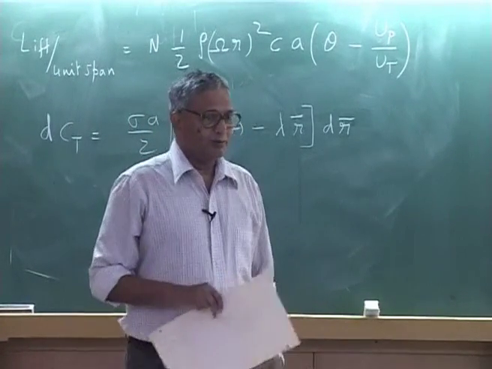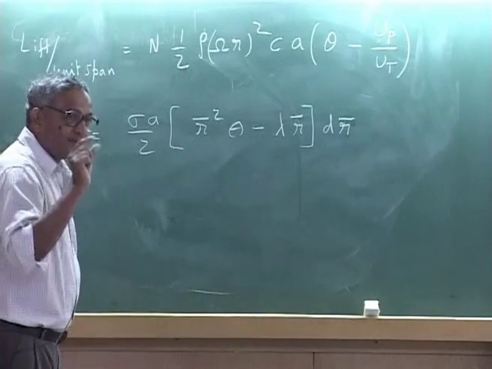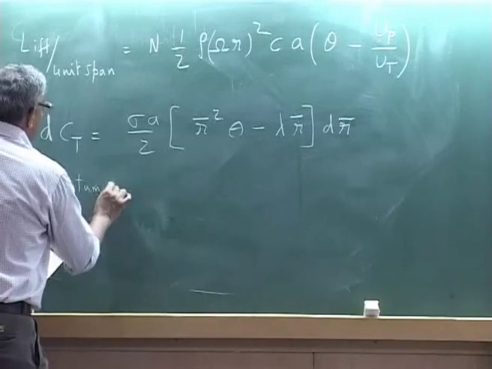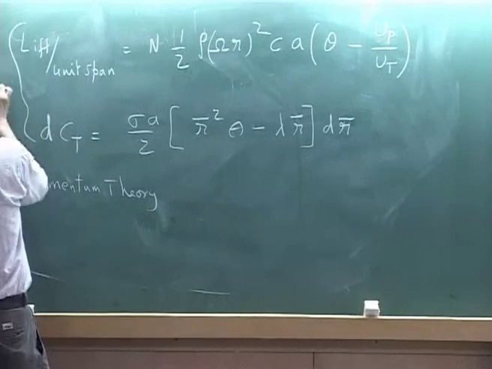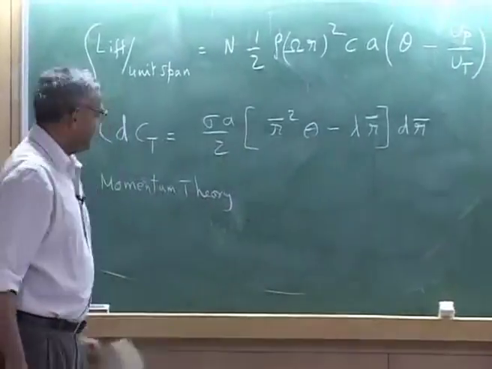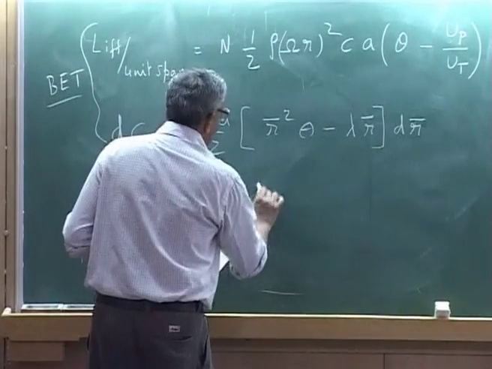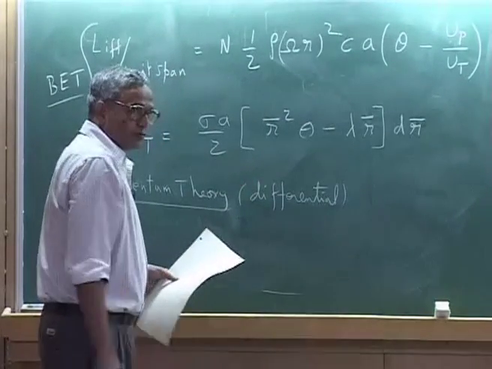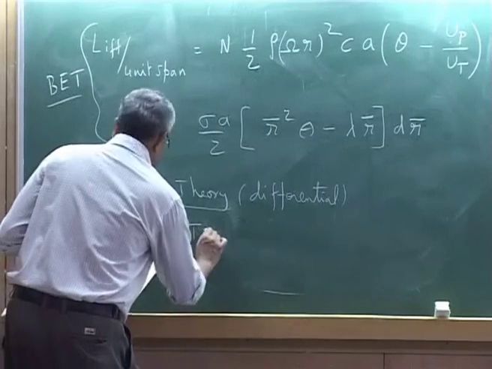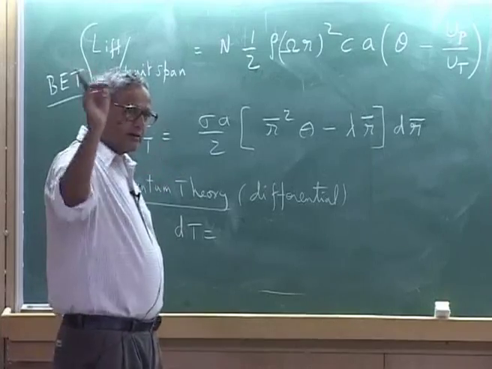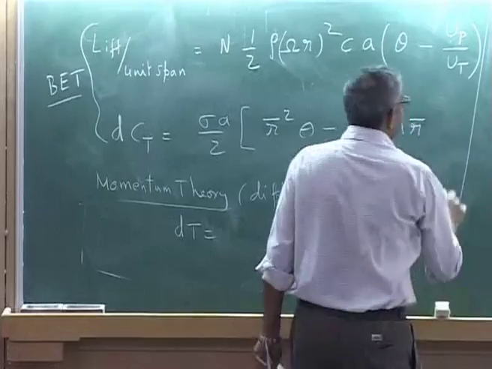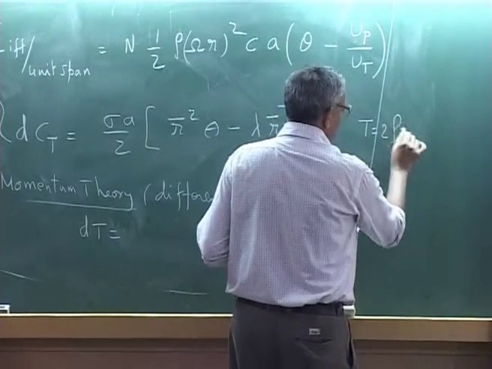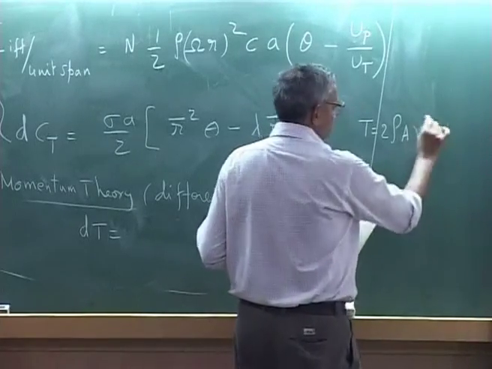Now, momentum theory. We are going to use the differential thrust, dT. Please note, what we got before was from blade element theory. For momentum theory, I am going to put the differential. What is my area? The area is 2 pi r dr. If you go back to our equation, in momentum theory we wrote thrust equal to mass flow rate times change in velocity. So we wrote 2 rho A nu squared, and this is for hover.